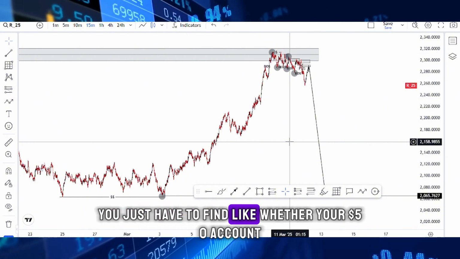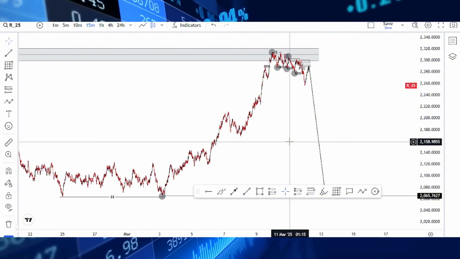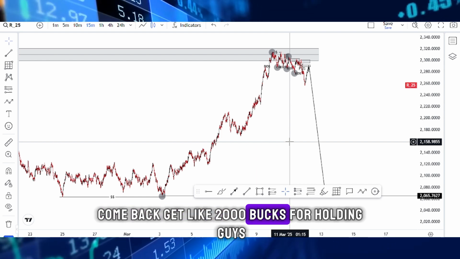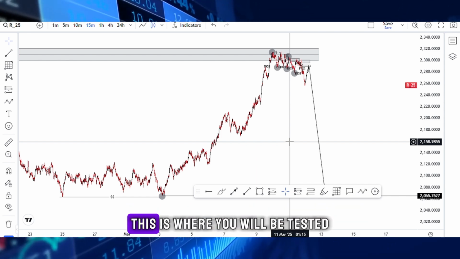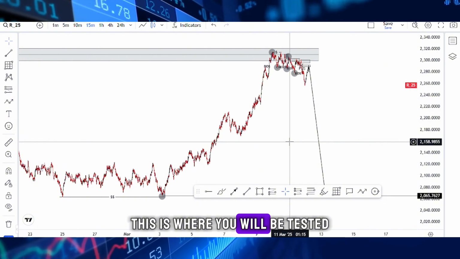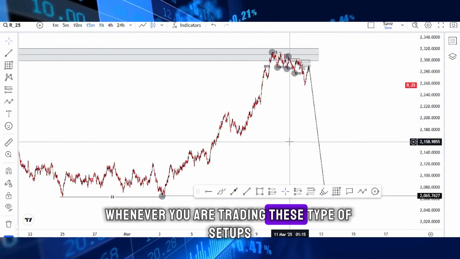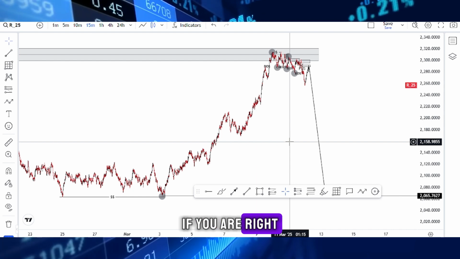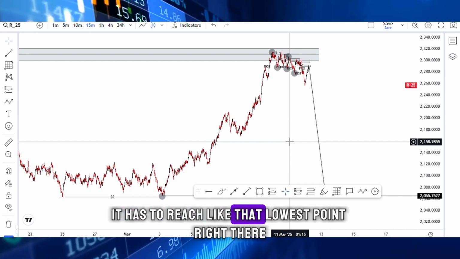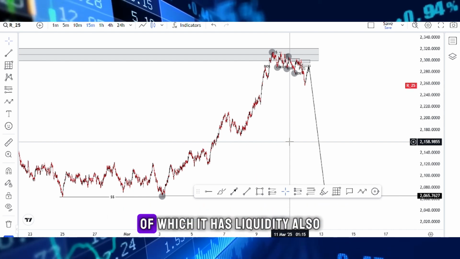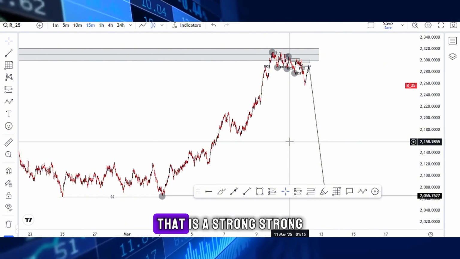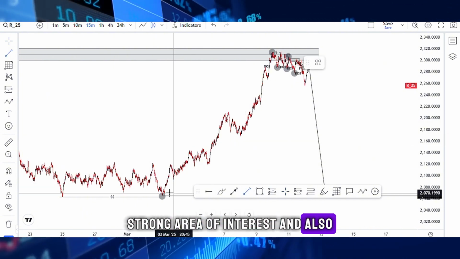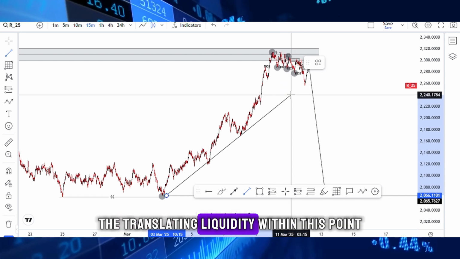You just have to fund, like, your $50 account, take 5 trades, leave it like that, come back, get like 2,000 bucks for holding, guys. This is where you will be tested whenever you are trading these types of setups. You already know that if it commits, if you are right, it has to reach that lowest point right there, which has liquidity also. That is a strong area of interest. And also, not forgetting the trendline liquidity within this point.